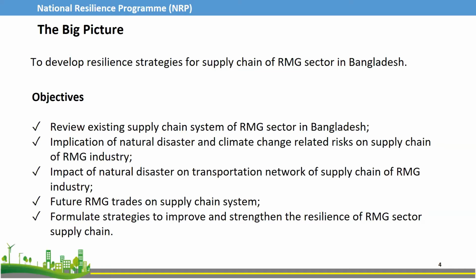and the impact of natural disaster on the transportation network of the supply chain, because the supply chain heavily depends on this transportation network, and the future of the RMG trades, like how much it is going to grow in course of time, and then to formulate strategies to improve and strengthen the resilience of the RMG sector and its supply chain. And interestingly, the project took place during the COVID situation. So we also thought about many other dimensions, like these kinds of disasters that we never thought of. So those dimensions also in some way came into our suggestions.